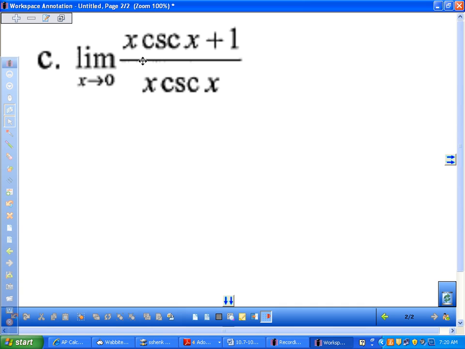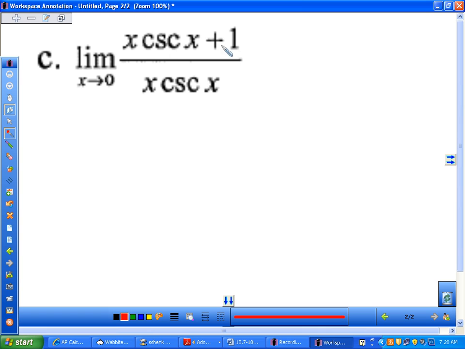So x cosecant x plus 1 over x cosecant x. Again, I can look right away and say direct substitution here is not going to work. In the denominator, I've got x times something. If x is 0, 0 times anything is going to be 0. So direct substitution is not going to help me out here. We've got to see if we can possibly do something. What I'm going to look at is just the algebra of this. How many terms do we have in the numerator?